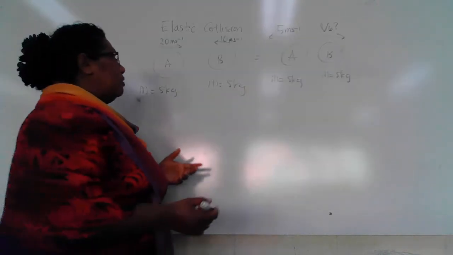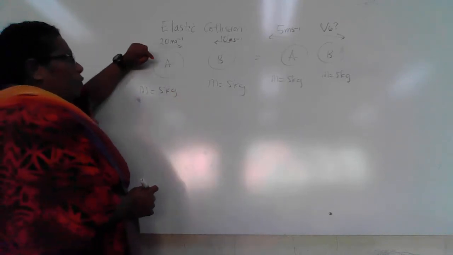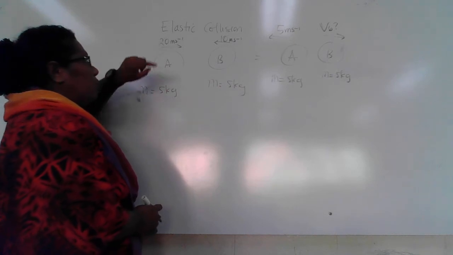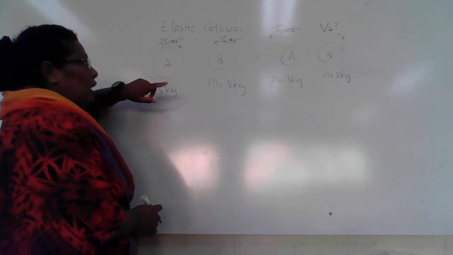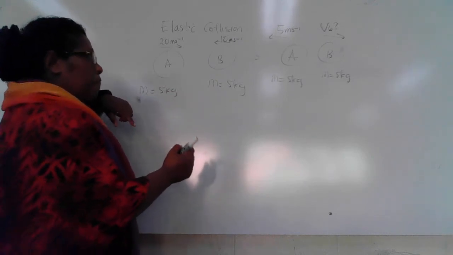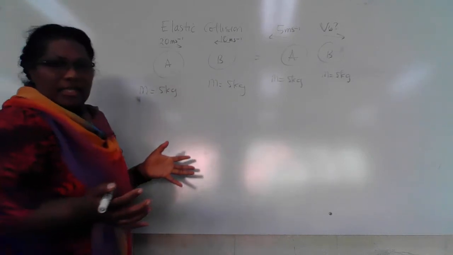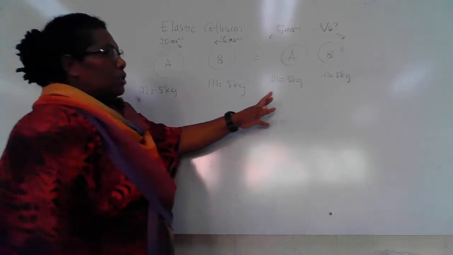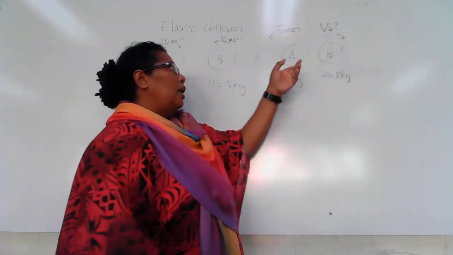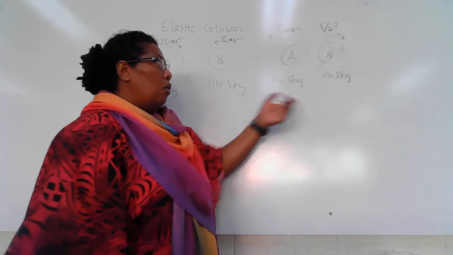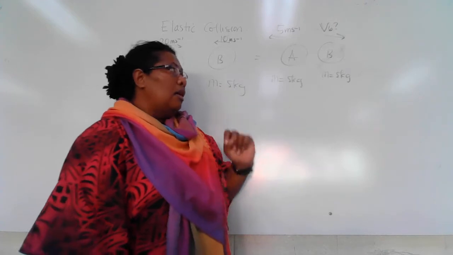Okay, so let's take an example. Let's say we have object A that's traveling towards B and to the right, 20 meters per second, and we have object B that's traveling to the left at 10 meters per second. Now, both objects have the same mass, 5 kilograms. After collision, they both move apart, and we have object A that's traveling to the left at 5 meters per second. What is the velocity of object B?